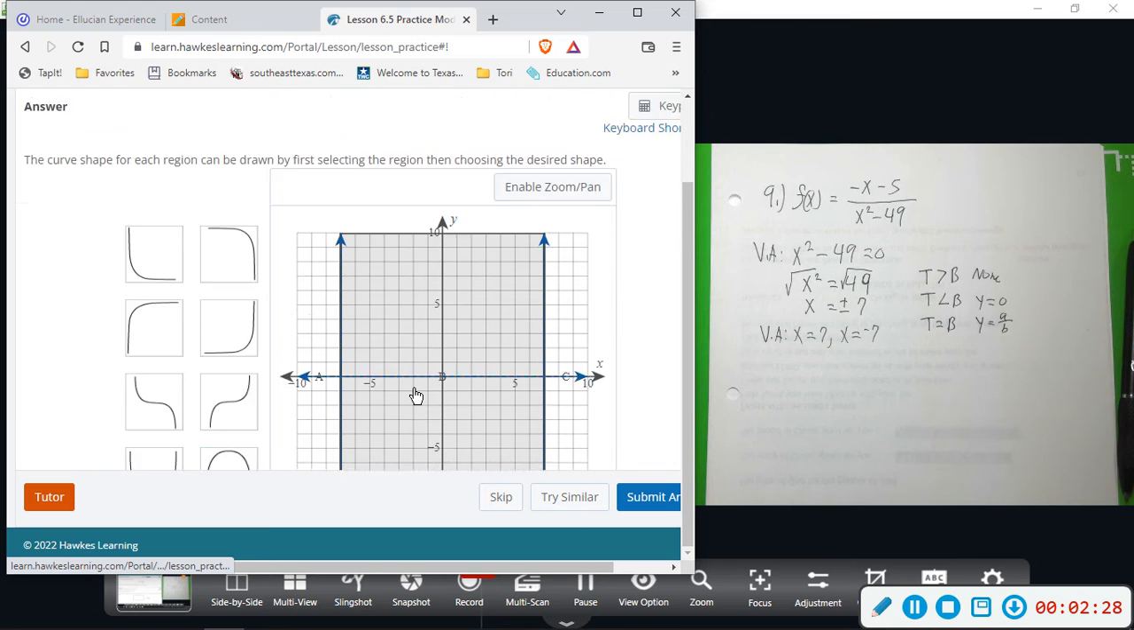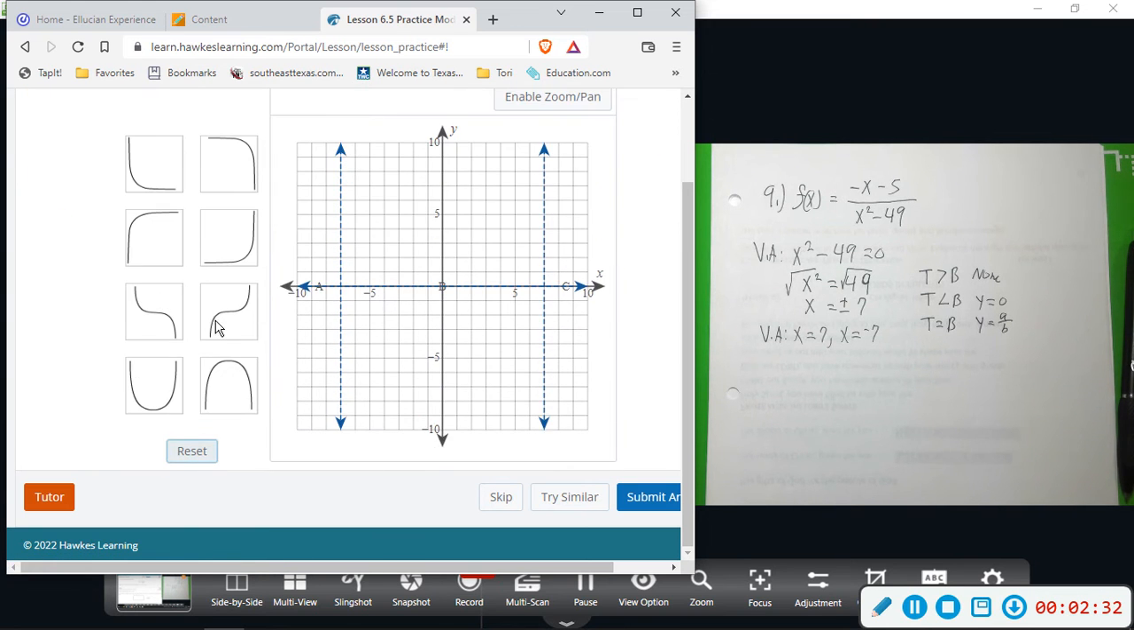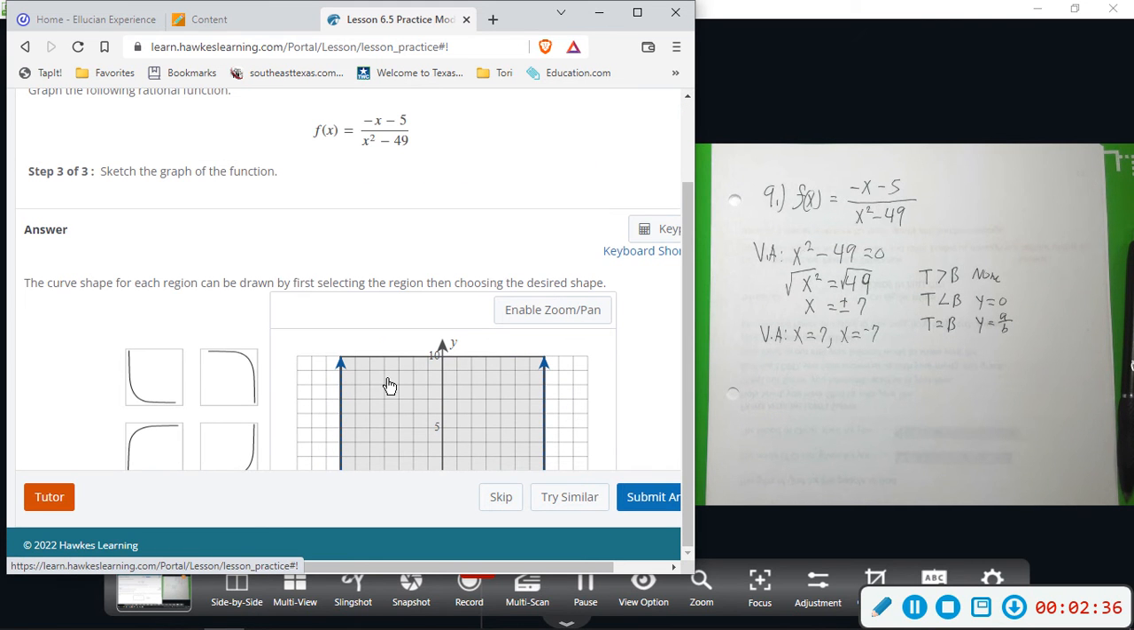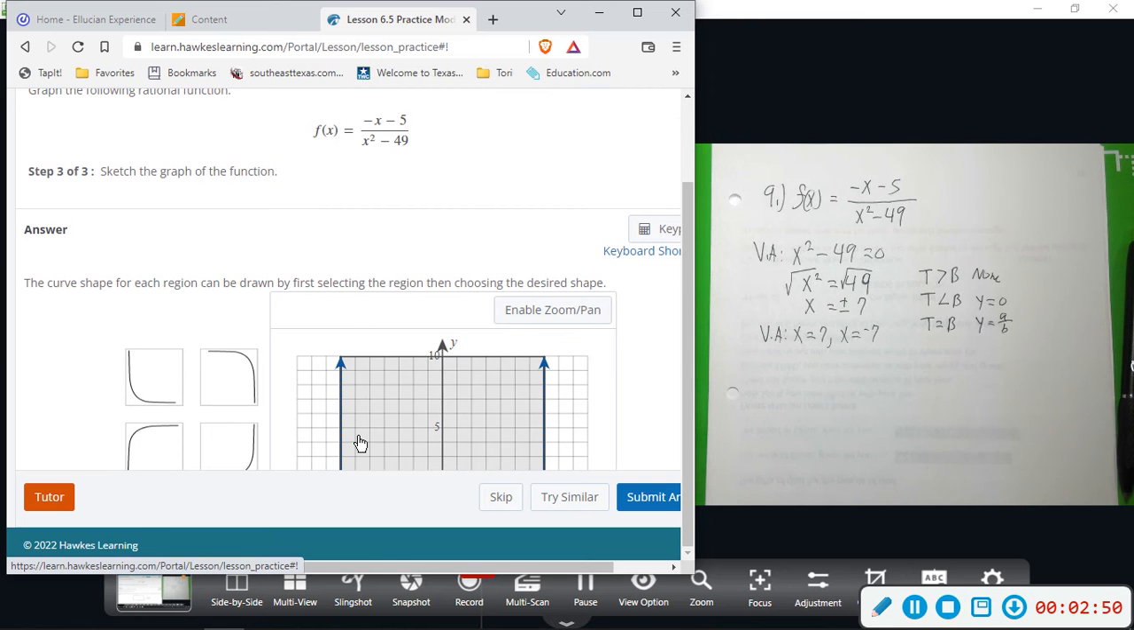And then the last step is to graph it. We want to tell it what the graph looks like. A couple things you can do: we can plot some points, or we can actually just graph it with the graphing calculator. I think graphing it is going to be the best, but you may have trouble with that. So let's just pick some points.